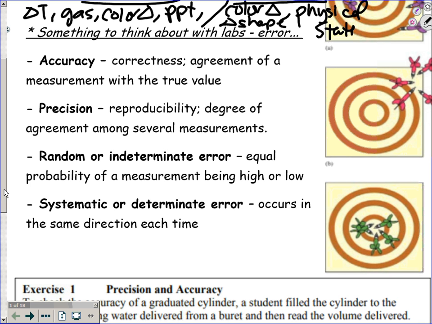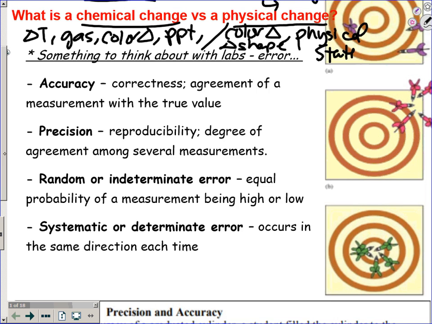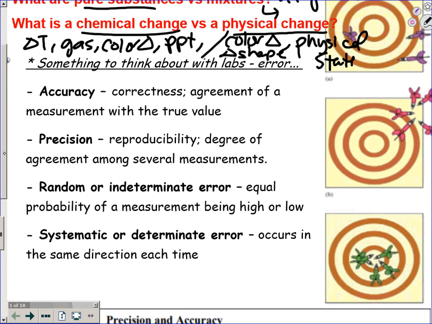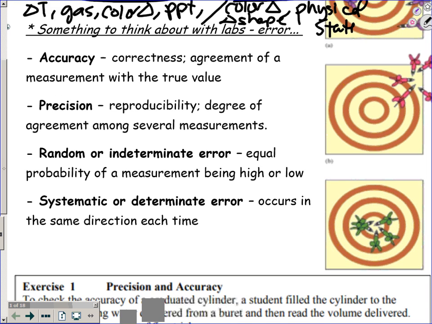So in these images here, I want you to go tell me which one's accurate. The diagram 1, 2, or 3? 3, definitely. We can see it's bullseye, right? But who's precise?